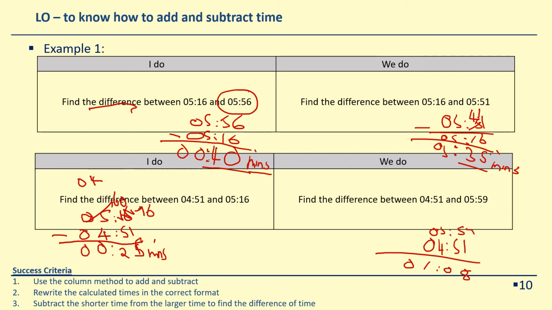Okay, my assumption was wrong. You didn't have to borrow. You just had to do some simple subtracting of the columns and the units. You end up with 1 hour and some minutes. I don't know if you got it right.